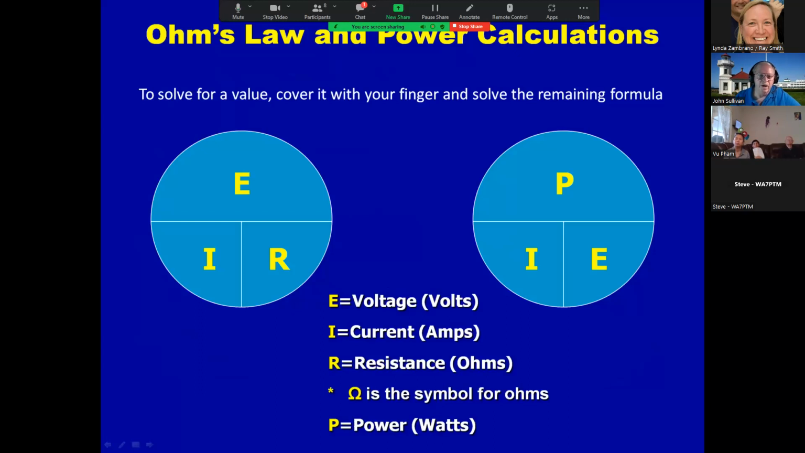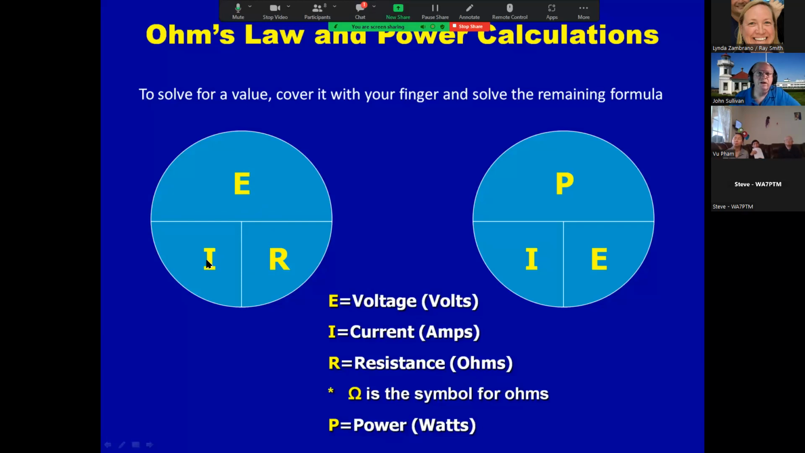Okay, so if you want to solve for something, you cover that letter with your finger, and then it will show you how you solve for that other value. For example, if I want to find the voltage for Ohm's law, I put my thumb over that, and then what's left as I see is I times R. So if I want to find voltage, I know it's I times R.